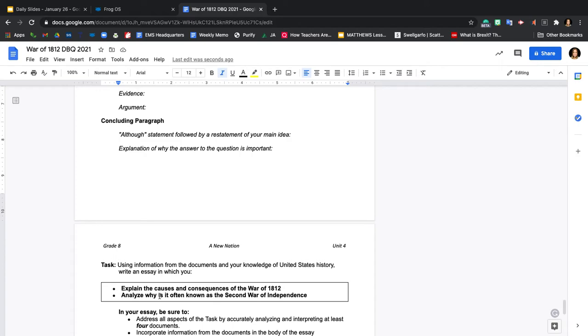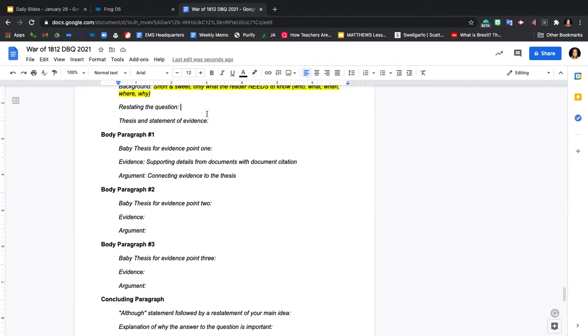So we've talked about the background, we've hooked your reader. Now we need to move them into understanding what you're going to talk about in the rest of this essay without saying, I'm going to tell you about. Because we've moved past that now. We're in 8th grade. So I need to explain the causes and consequences, and I need to talk about this title of the Second War of Independence.